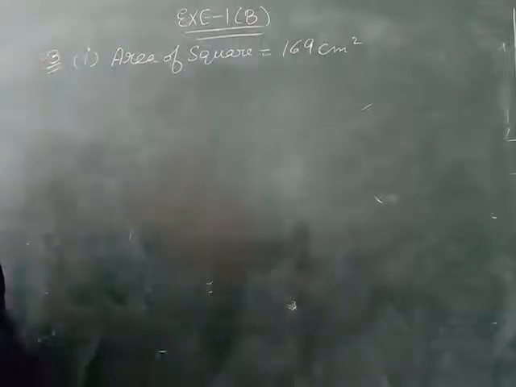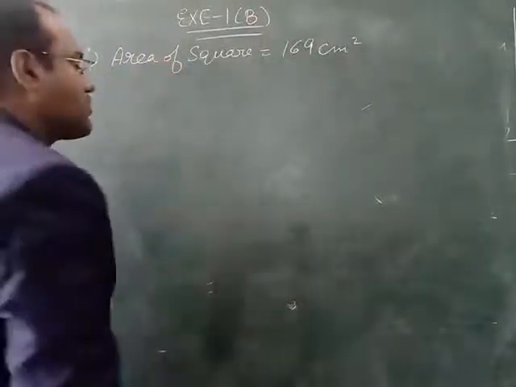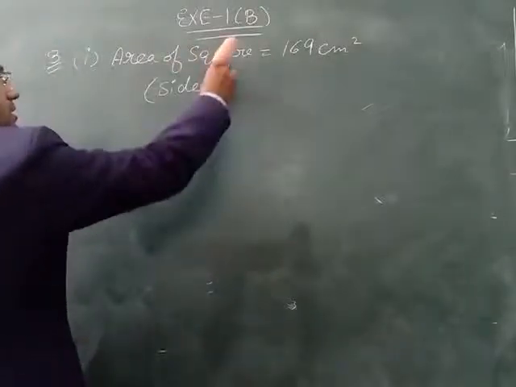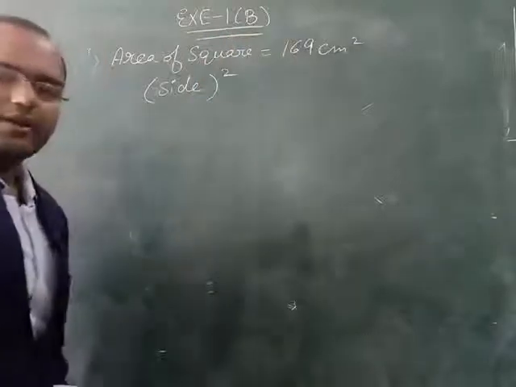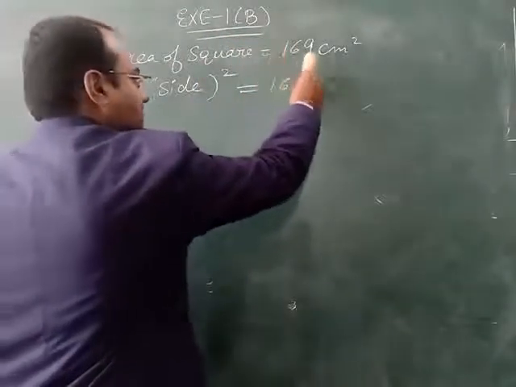So what we have to do, under this we will write the formula for area of square. Area of square is side square. This is the formula for area of square. On the right hand side of equal to, 169 we will write as it is.